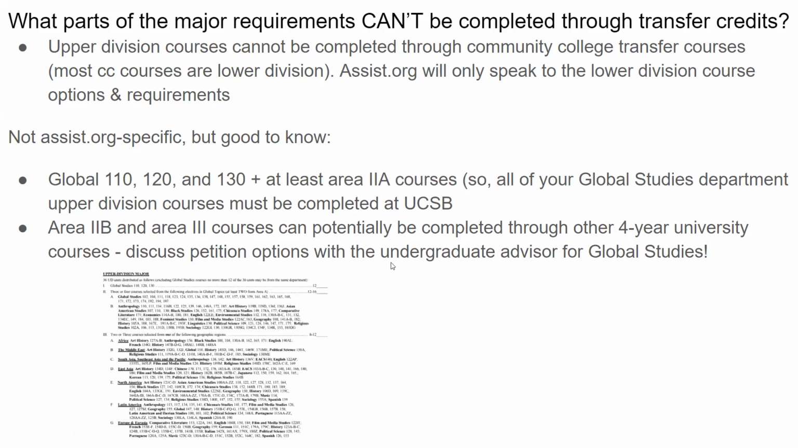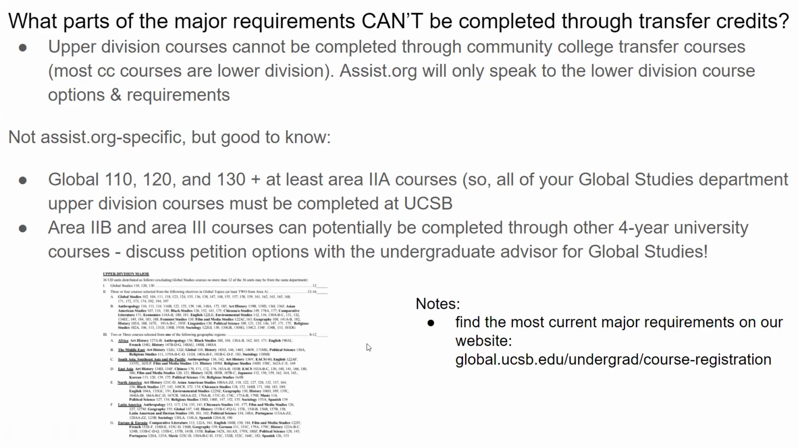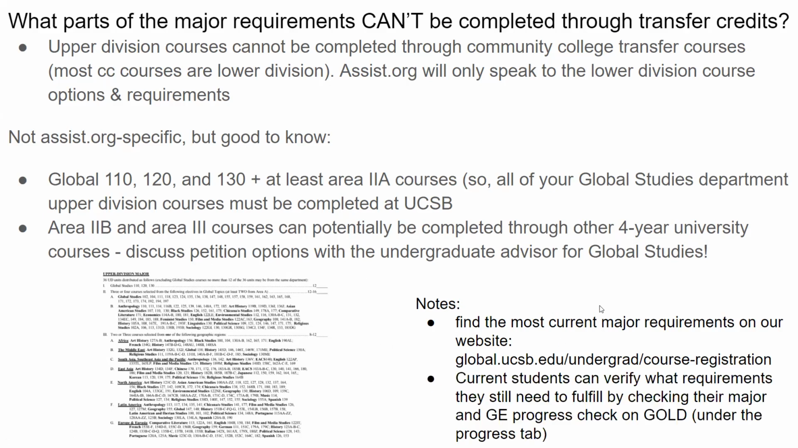And then this is just good to know again, this would be the parts of the major that you cannot use assist.org and cannot use community college courses to fulfill, but it's possible for Area 2B and Area 3 that you may find some courses at other four-year colleges that we might be able to grant you credit for. And then again, just reminders, most current major requirements are on our website, and current students can always check their major and GE progress check to know totally up to date what they still have left to complete.